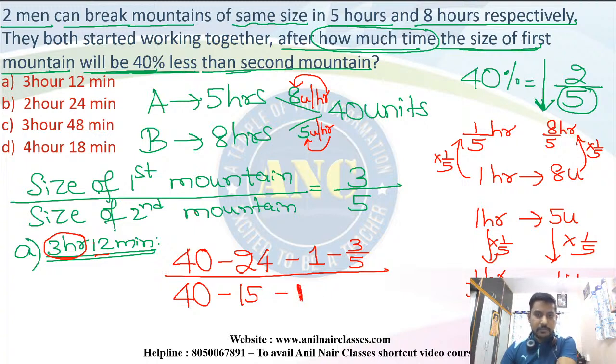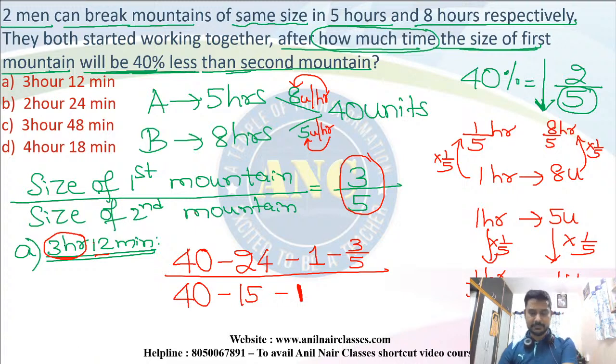So, simplify this and check whether you are getting 3/5 on the right hand side. If you are getting 3/5 on the right hand side, my first option is correct. Not getting, move to the second option. Again not getting, move to the third option. Once again not getting, move to the fourth option. Like that, you should actually simplify it.